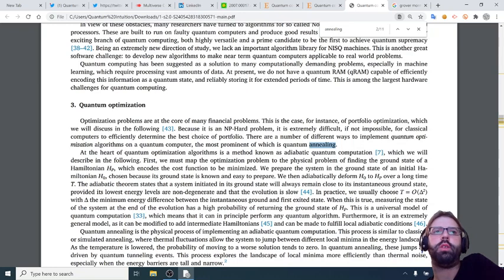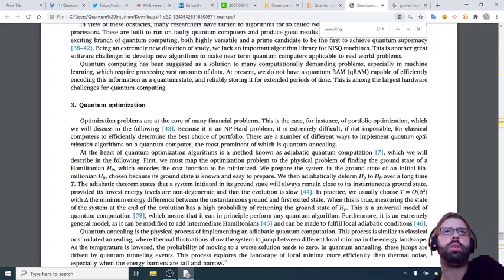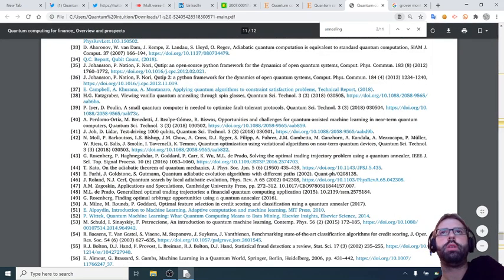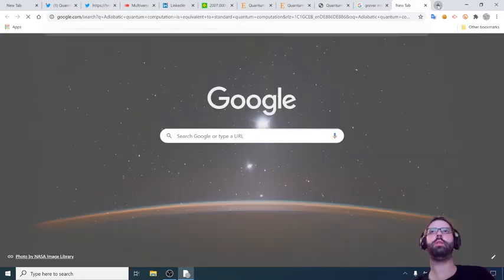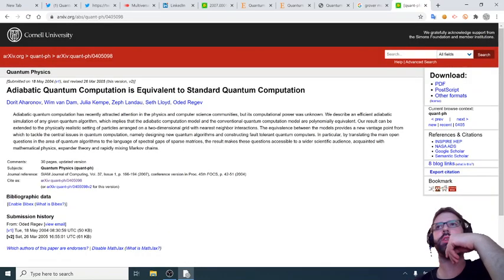This process is similar to classical annealing where thermal fluctuations allow the system to jump between different local minima in the energy landscape as the temperature is lowered. In quantum annealing, these jumps are quantum tunneling events, this process explores the landscape of local minima more efficiently, blah, blah, blah. But like, how is quantum annealing universal? How is it a universal model for quantum computation? There's this reference here. This is totally counterintuitive to me. But anyway, maybe let's not get too distracted, actually.